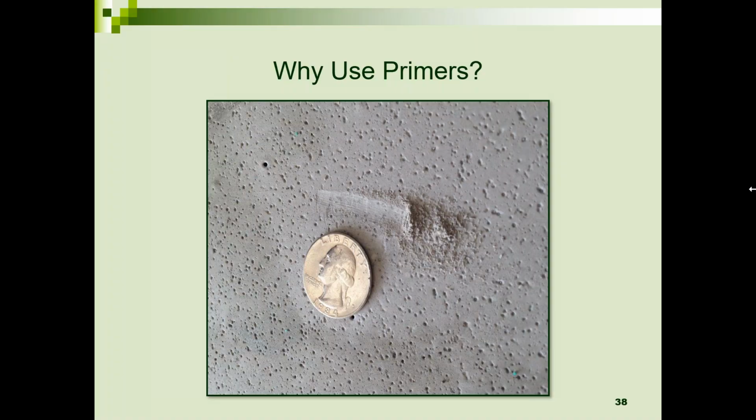Another reason to use primers: we see an underlayment product that's been applied, and look at all those pock marks that you see there. What that is telling me is that all those little pock marks are bubbles that came up through the underlayment when the air was evacuating the concrete slab. It wasn't primed, so any air trapped in the slab migrated to the surface before the underlayment was fully cured.